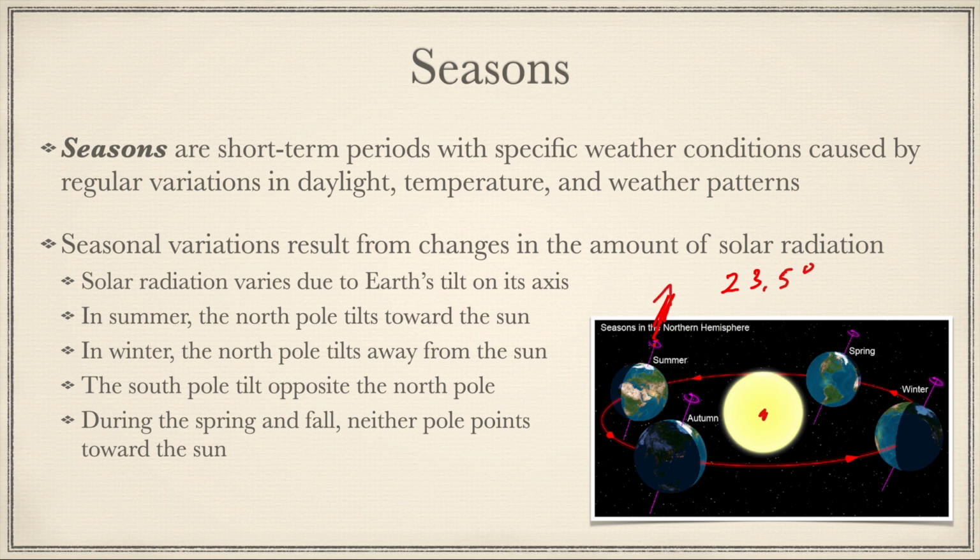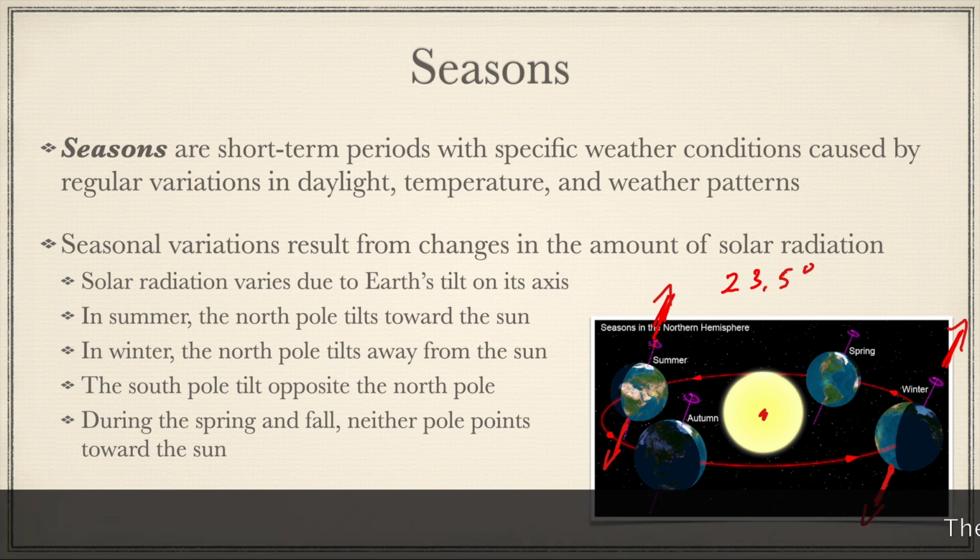In winter, the North Pole tilts away from the sun. So if we come around here 6 months later to winter, the tilt doesn't really change, but the position of the Earth does. So now the North Pole is tilted away from the sun. Now the South Pole tilts opposite that. So if we go to the summer for the South Pole, it's tilted towards the sun, and in the winter, the South Pole is tilted away from the sun.